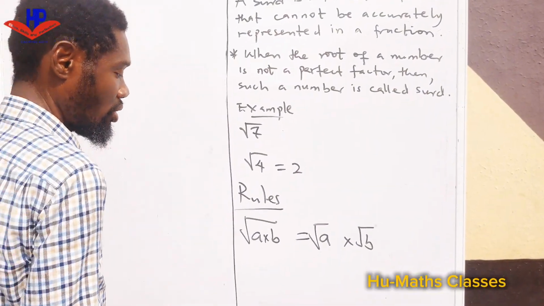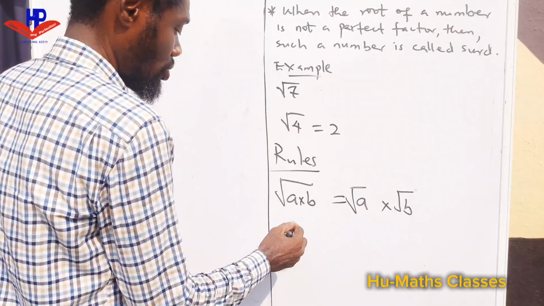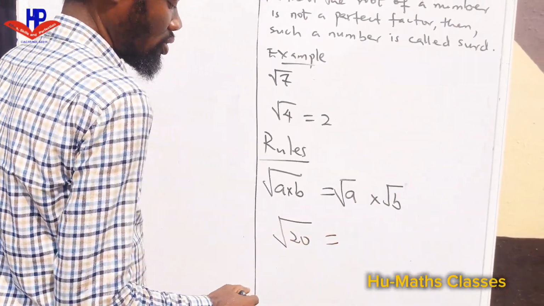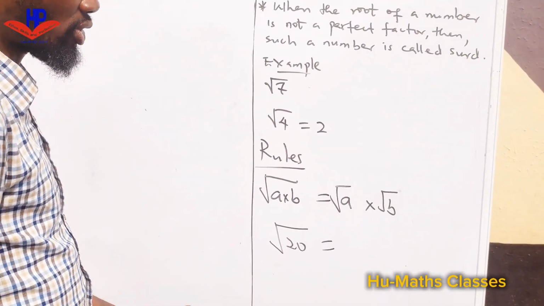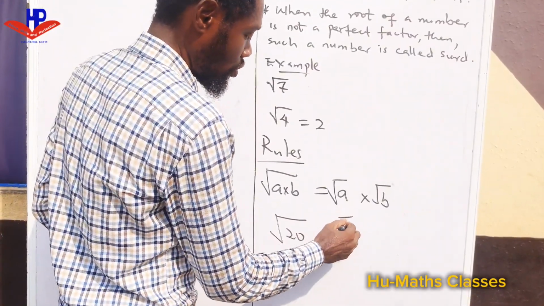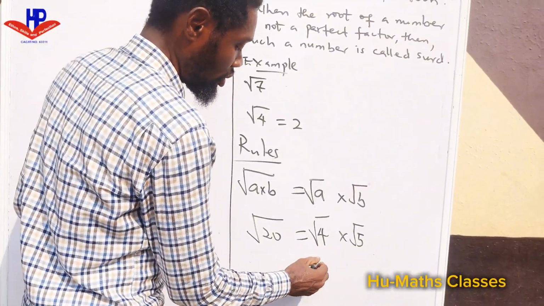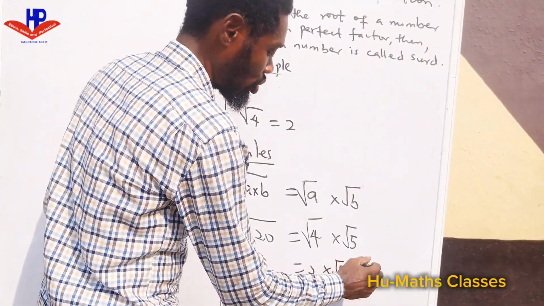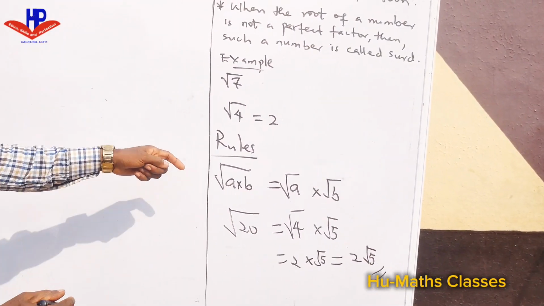For example, you have, let me say, 20. 20 is a given sod. 20 has no perfect root, but we can express 20 as two factors in such a way that one of its factors will have a perfect root. That will be root 4 times root 5. Root 4 is 2, 5 has no root, so our final answer will be 2 root 5. That will be our final result. That is the first rule of sod.